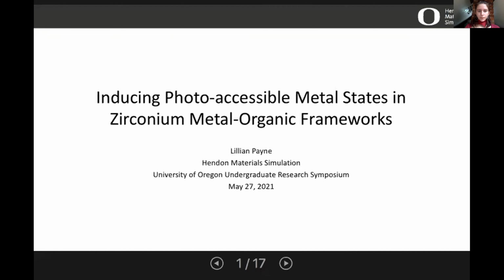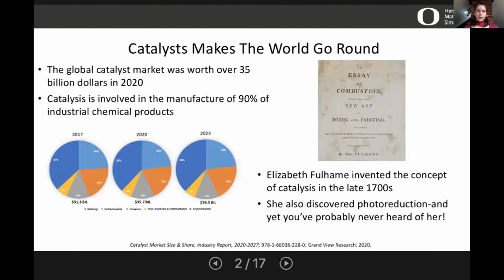Looks good. All right, so my name is Lillian Payne, and I am so happy to be here today to talk to you all about the work that I have been doing in the Hendon Material Simulation Lab, where I have been working on routes for inducing photoaccessible metal states in zirconium metal organic frameworks.